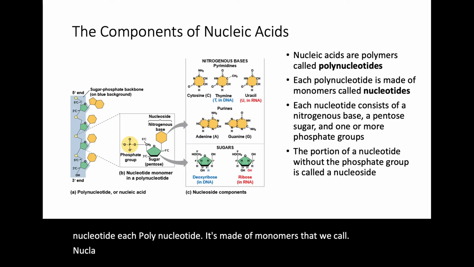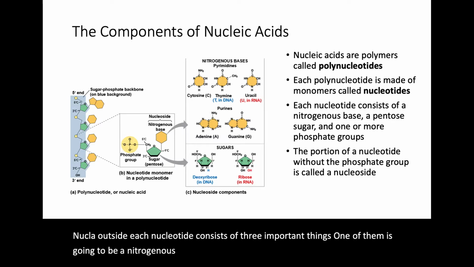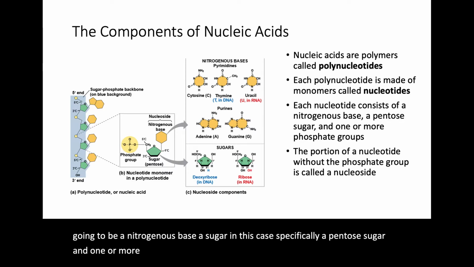Each nucleotide consists of three important things. One of them is a nitrogenous base, a sugar, in this case specifically a pentose sugar, and one or more phosphate groups, which will eventually make the backbone of the DNA molecule.